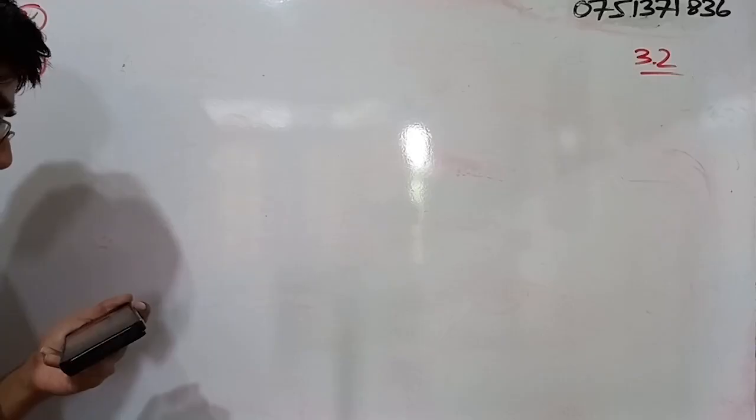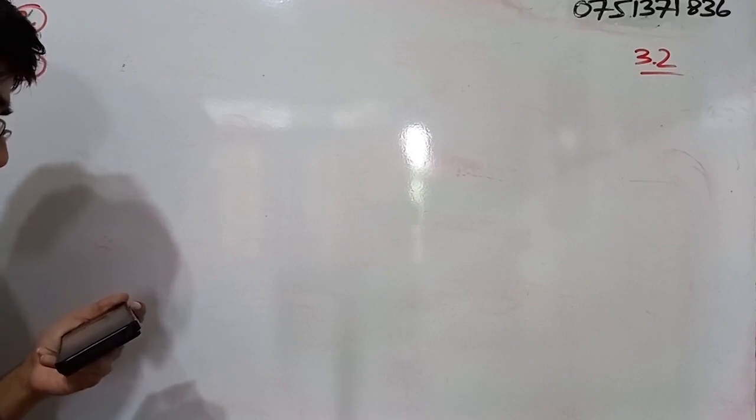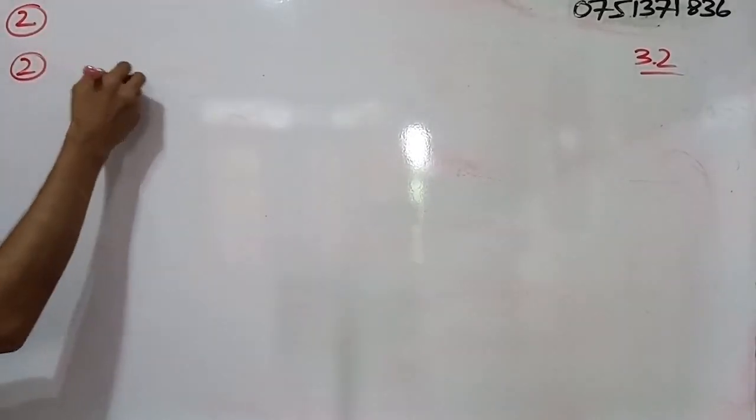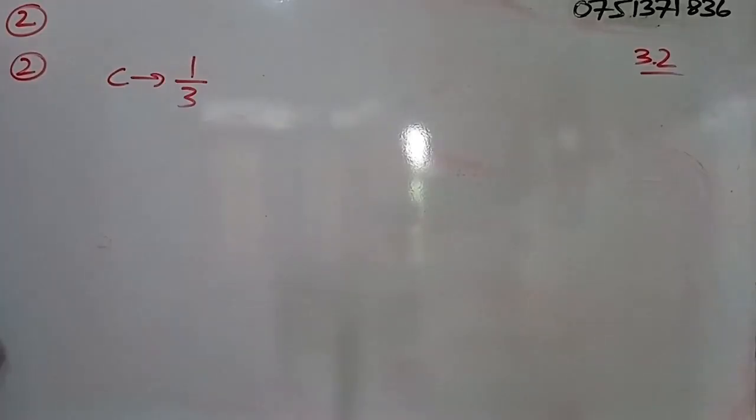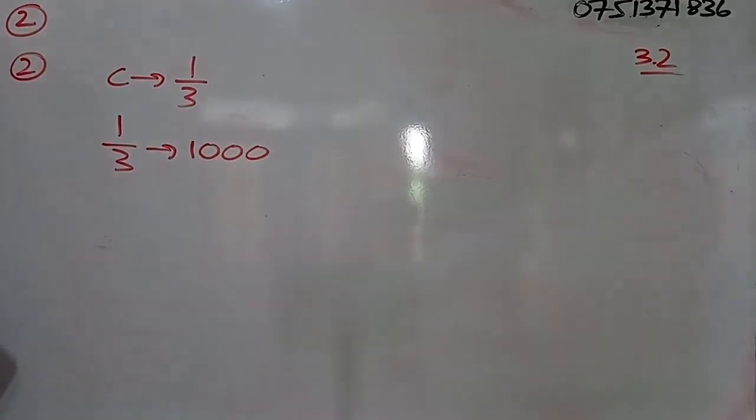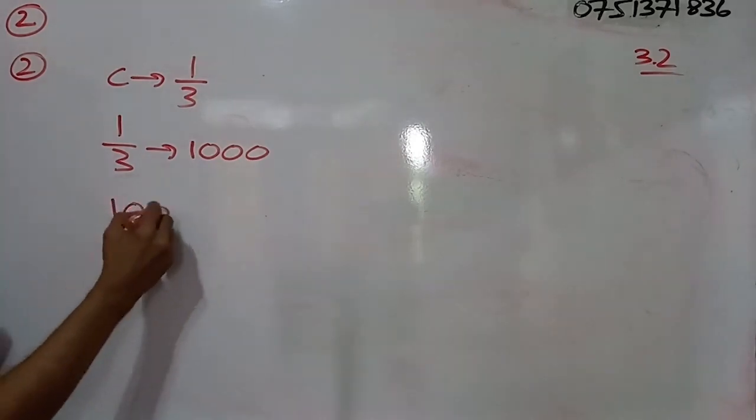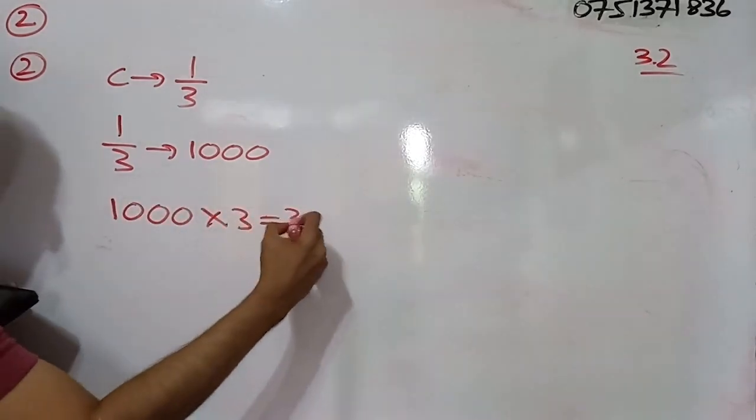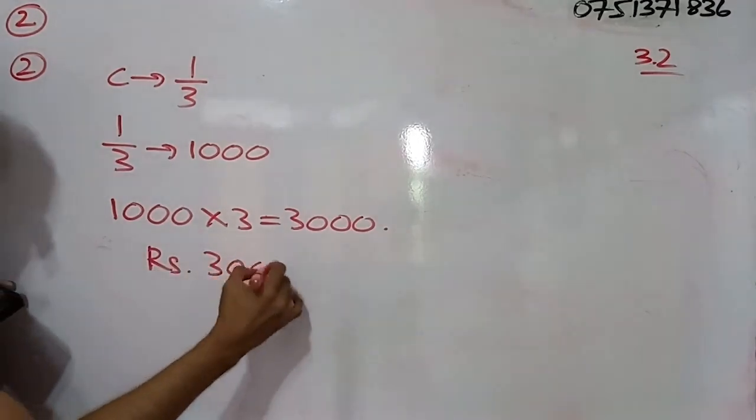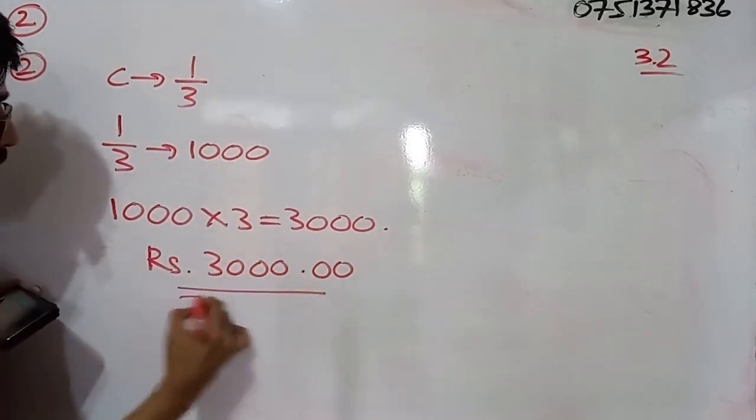1/3. Third part. If C received 1,000 rupees through the initial distribution, find the total amount that was distributed among the three. Right. So initially, C received 1/3 as a fraction. So 1/3, that is equal to what? 1,000 rupees. Then what is the total amount? 1,000. We have to multiply that by 3, no? So 3,000 rupees. So the amount is rupees 3,000.